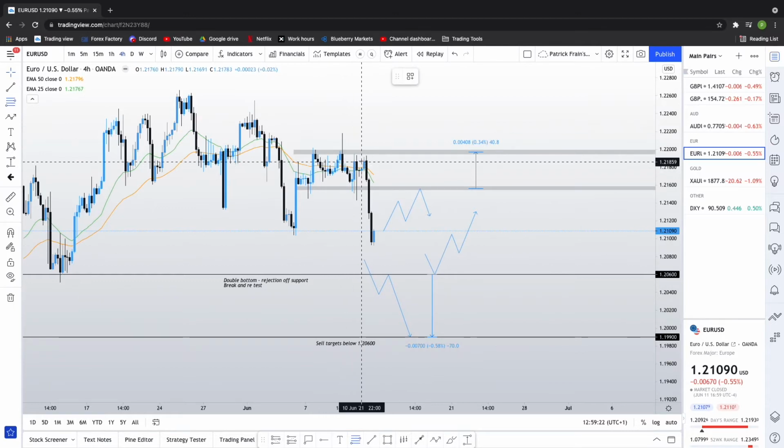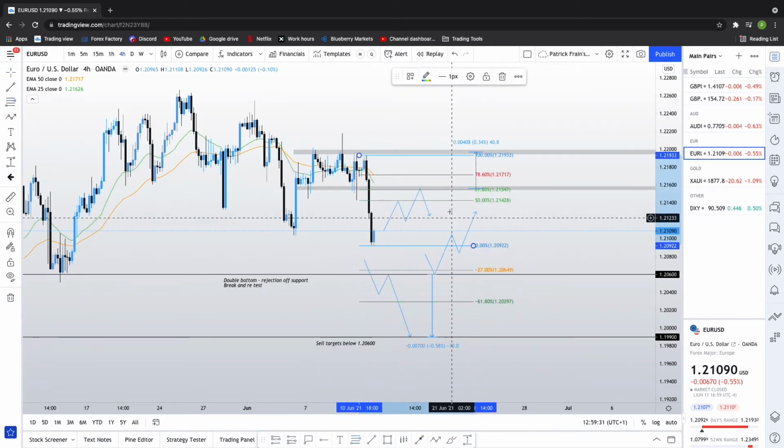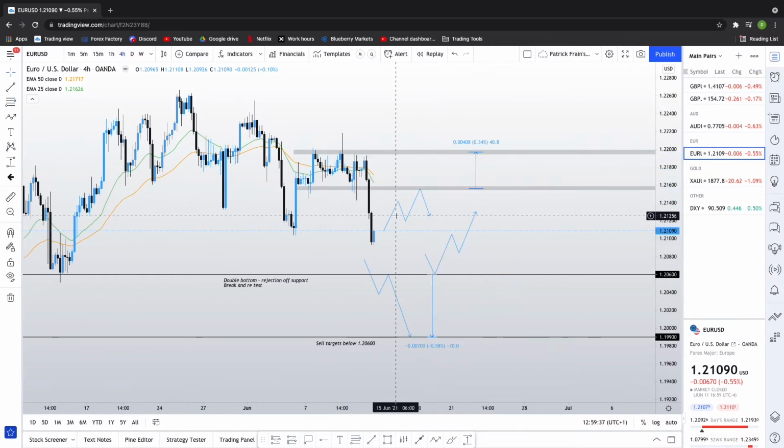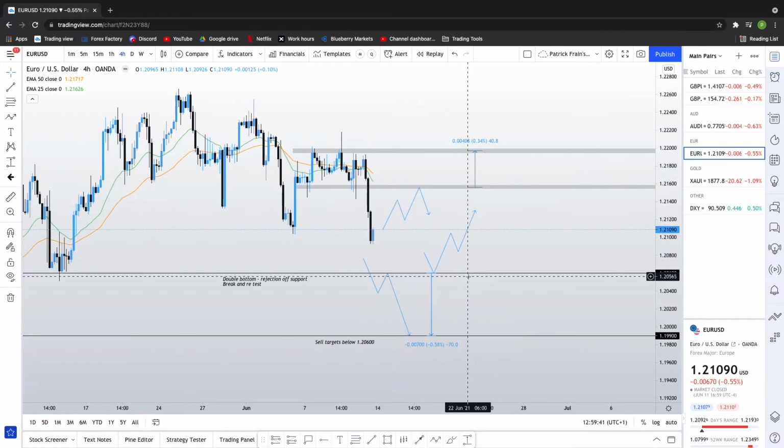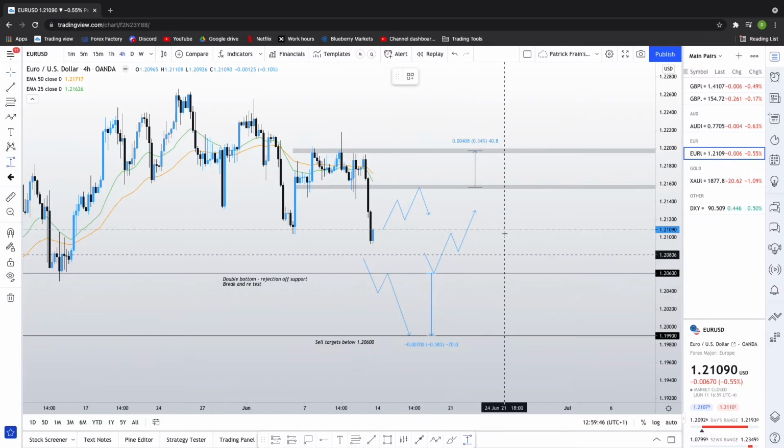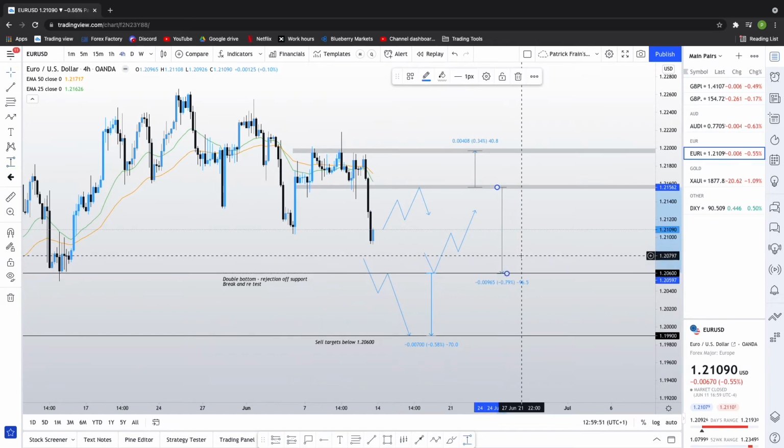Moving into next week, I will be looking for a pullback to our previous level of support, and I will be looking for this to act as resistance. Looking at the Fibonacci from the swing high to the swing low of the move, our 61.8 level aligns perfectly with this level of resistance. If we do see price pull back to this level and wick rejections off this level, I will be looking to take shorts back down to our lows at 1.20600, which is around 96 pips to the downside.